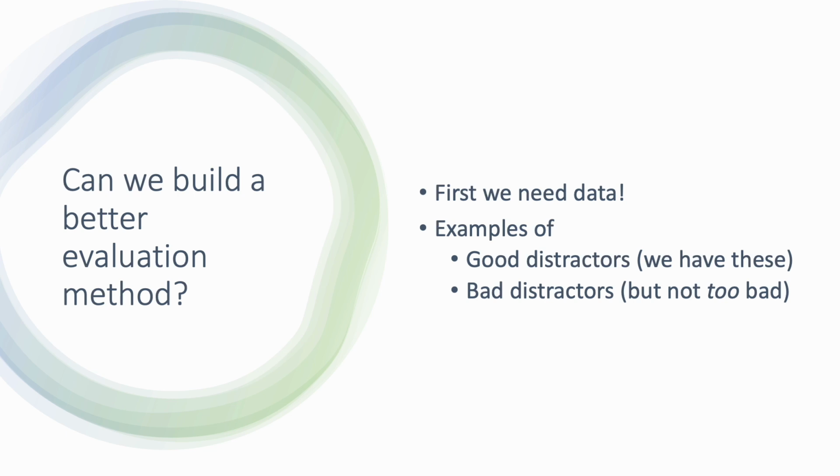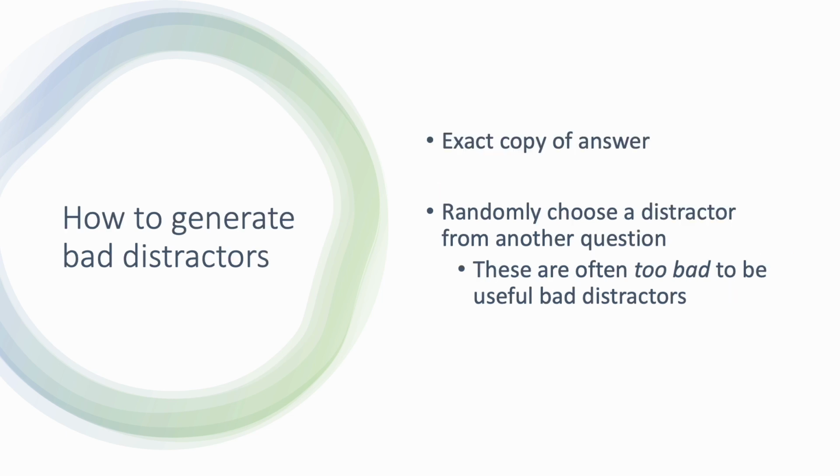But we also need examples of bad distractors, but they can't be too bad. We need medium bad distractors to show our model what a good distractor versus a bad distractor looks like. So we can generate bad distractors in a number of ways. One example of a bad distractor is an exact copy of the answer. An exact copy of the answer is not a good distractor because it can actually change the correct answer of the question, which is a problem.